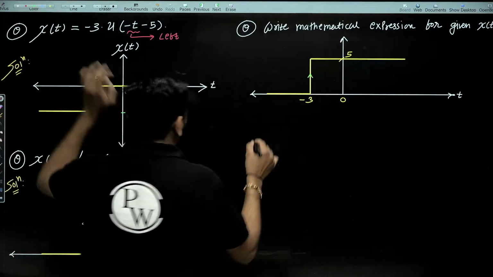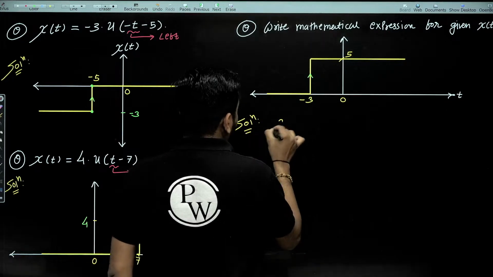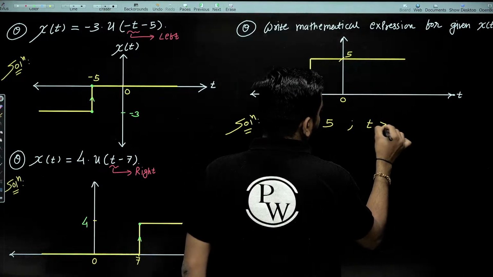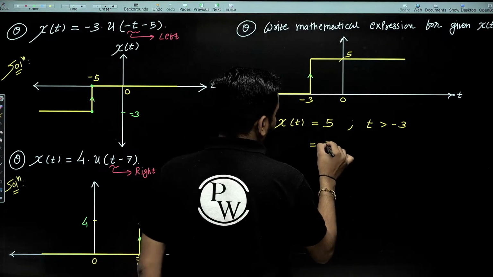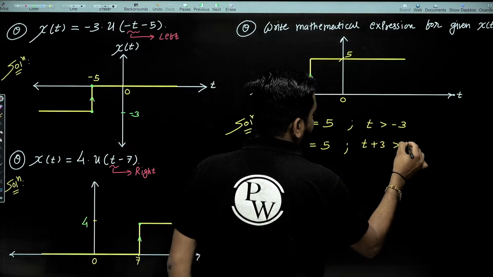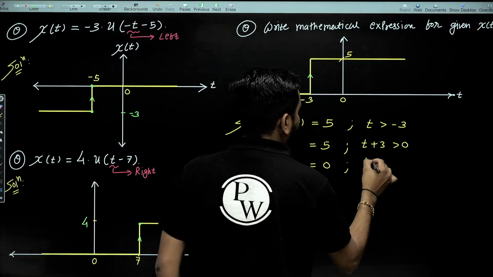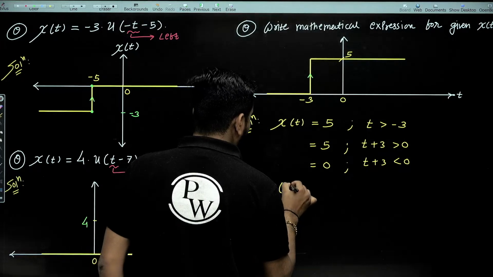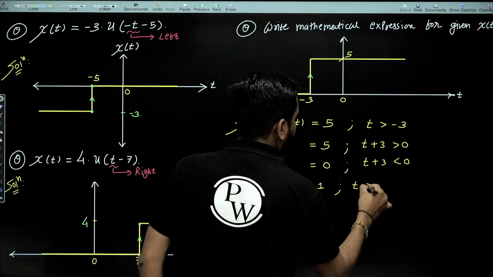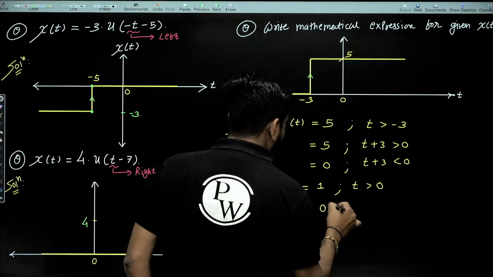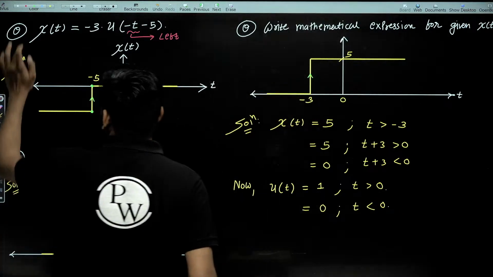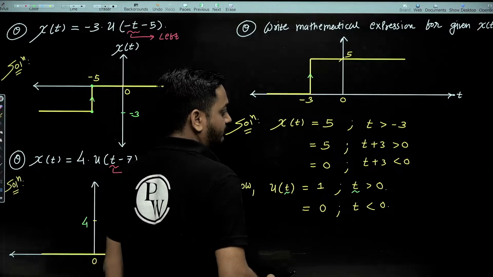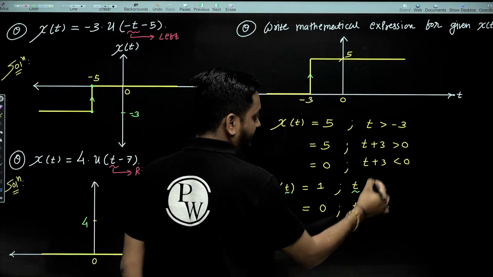Now, see the solution. x of t is equal to 5 for t greater than minus 3. So it will be 5 for t plus 3 greater than 0, and it will be 0 for t plus 3 less than 0. Now, we know that u of t is equal to 1 for t greater than 0 and it is 0 for t less than 0. So see here, this is t and here also t, guys, and amplitude is 1. For t greater than 0, here greater than, here also greater than, guys.